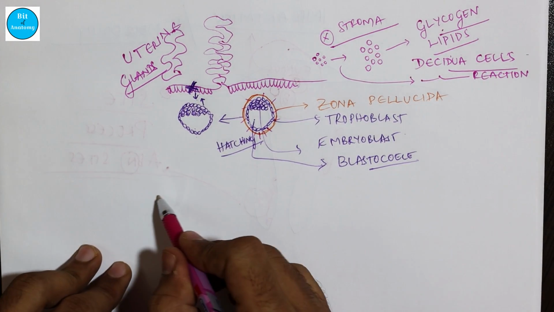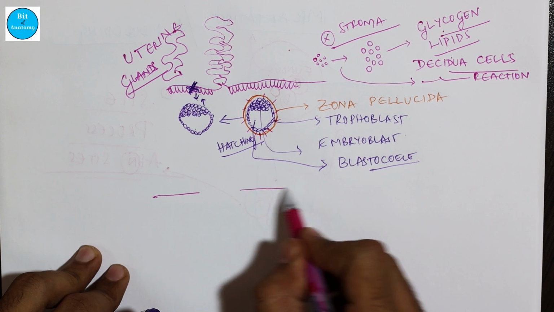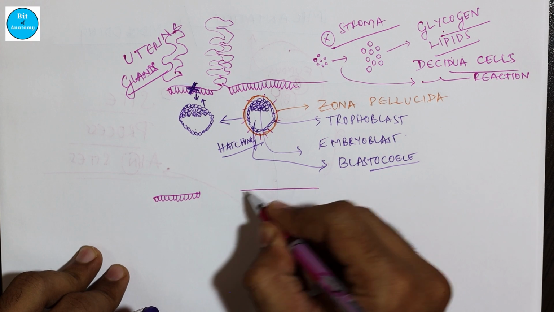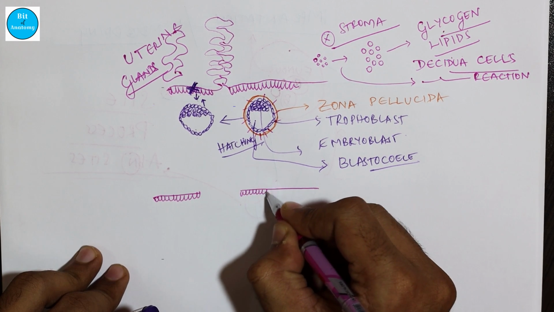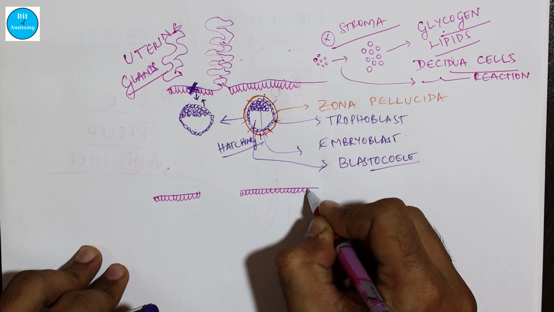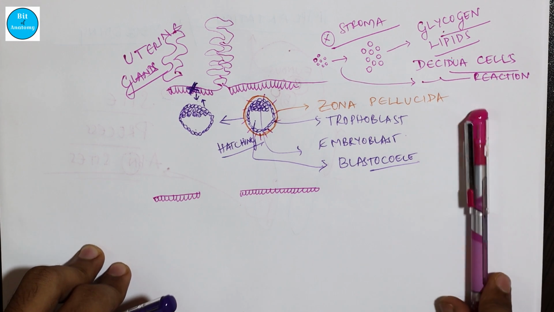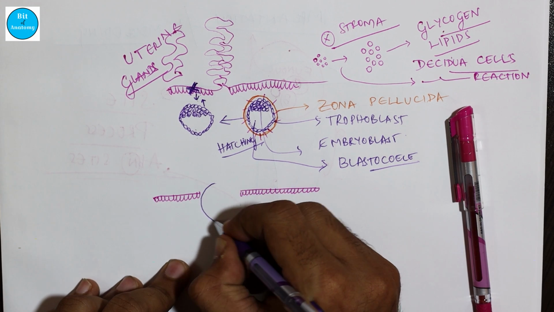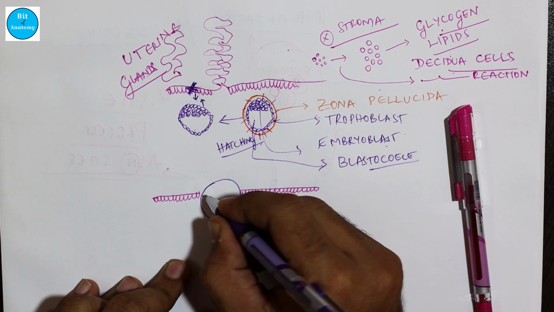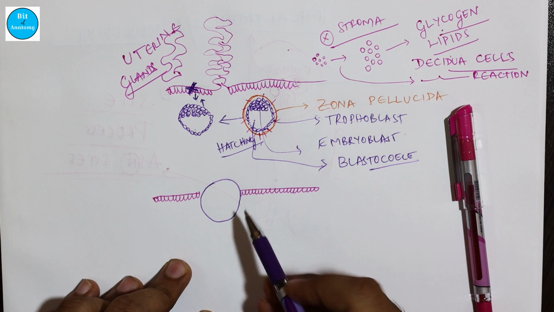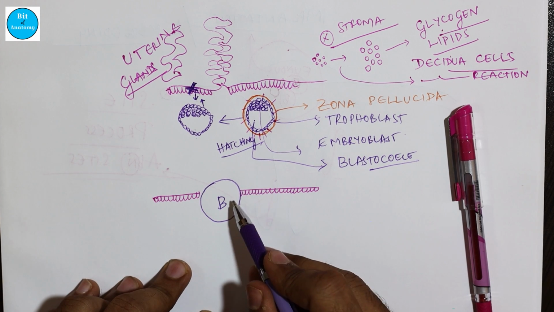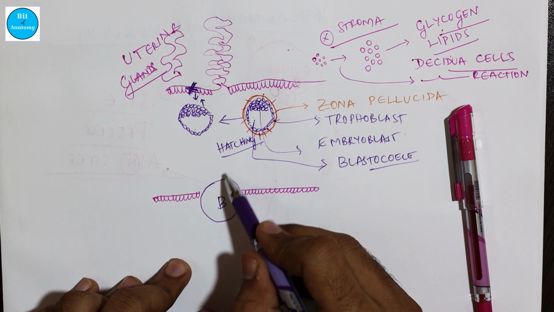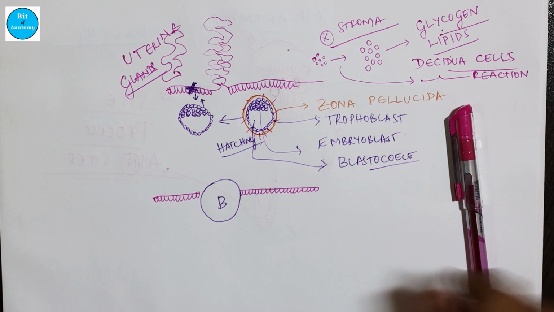So there will be a small gap that occurs in the uterine endometrium because of the enzymes released from the trophoblast and even from the endometrial layer. Once a small part is damaged, gradually the entire blastocyst will start entering into the uterine endometrium. So this process is called implantation.